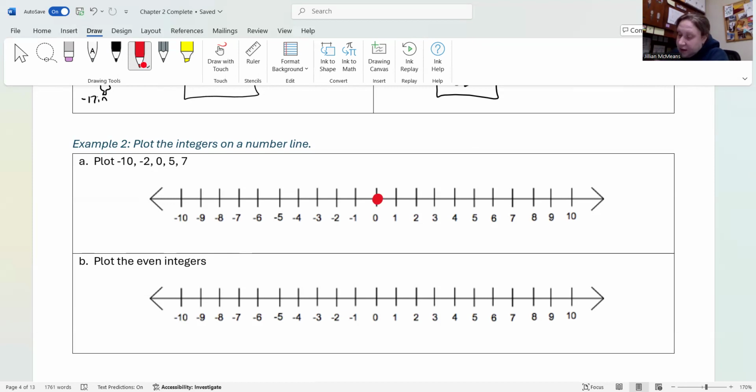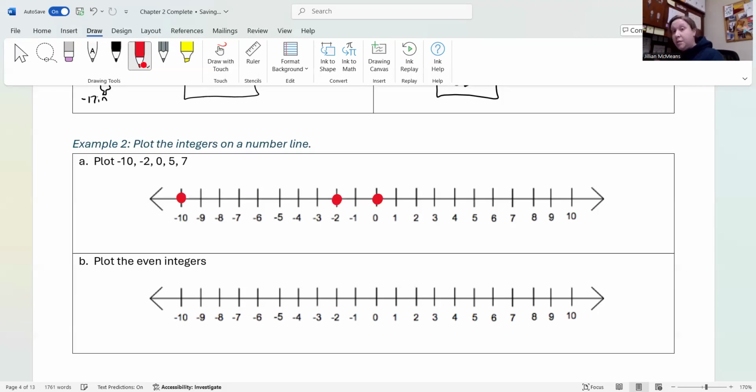So we have -10, that's going to be to the left of 0. We have -2, also to the left of 0. But when you're looking at -10 and -2, it's a little bit weird on the negative side. The closer you are to 0 on the negative side, so to the left of 0, the closer you are to 0, the bigger you are. So in this case, -10 is much smaller than -2.